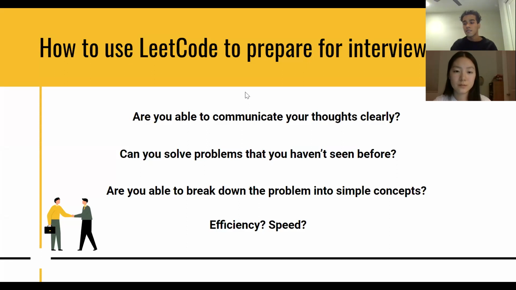And by being transparent about your thought processes through this entire situation, you're able to make sure that your interviewer knows that you are cognizant of time complexity, storage complexity, and what you're thinking.